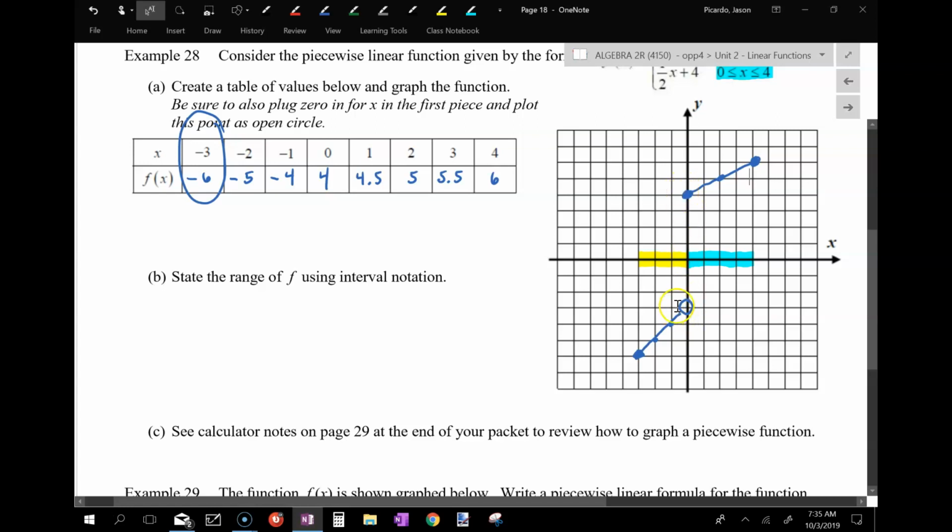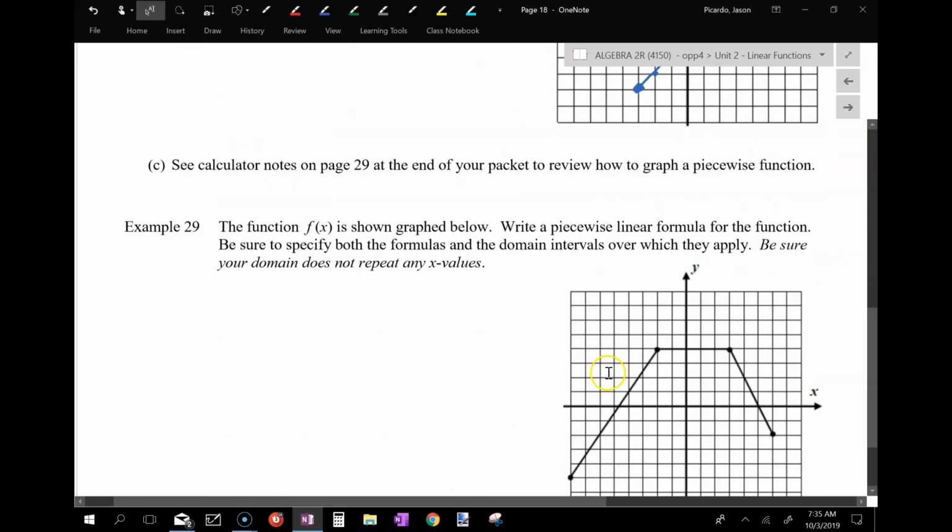Because if this one was shaded, that one must not be shaded, right? Because if they were both shaded, it wouldn't be a function because it wouldn't pass the vertical line test. Okay? So that's why one's shaded and one's not. Good? All right, down below.